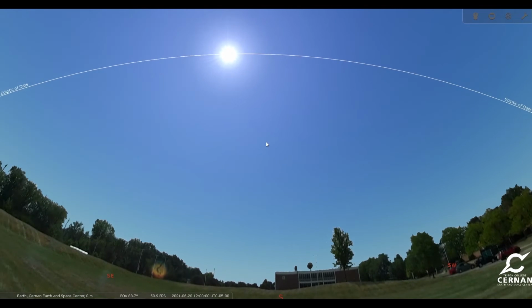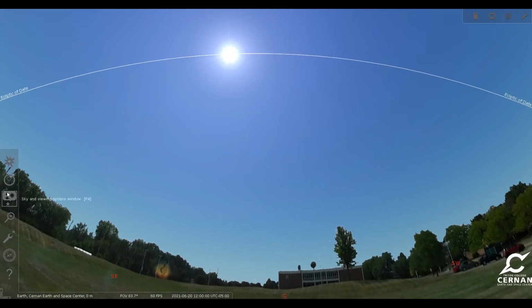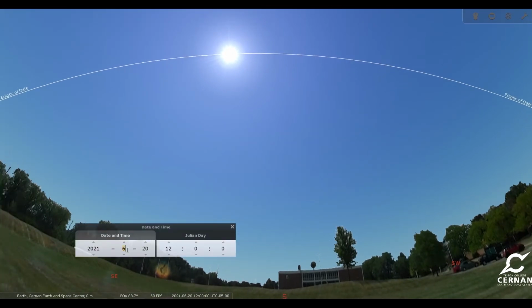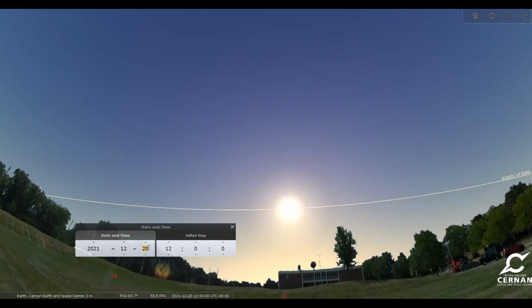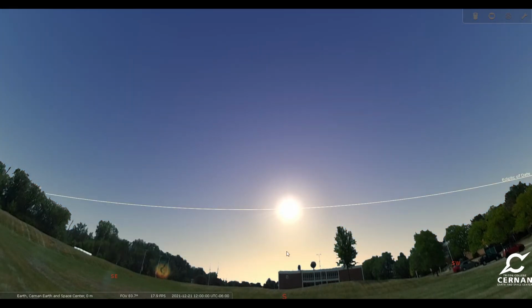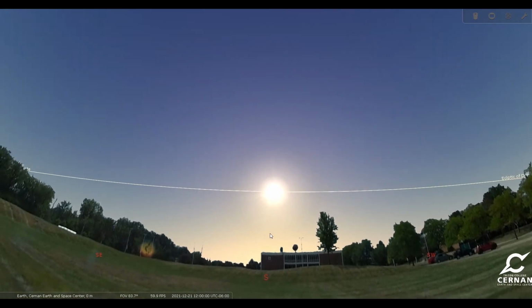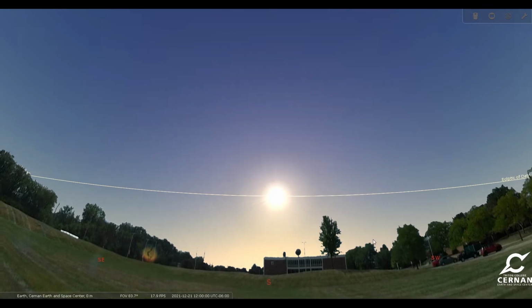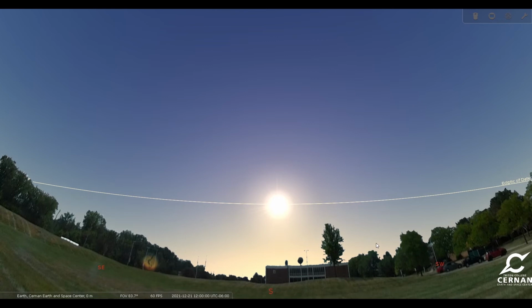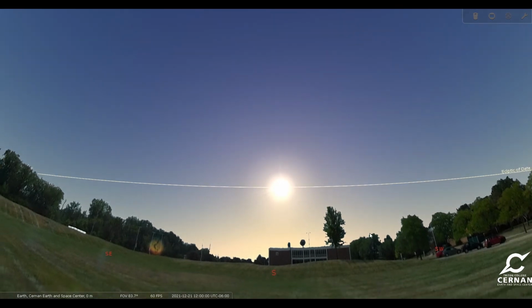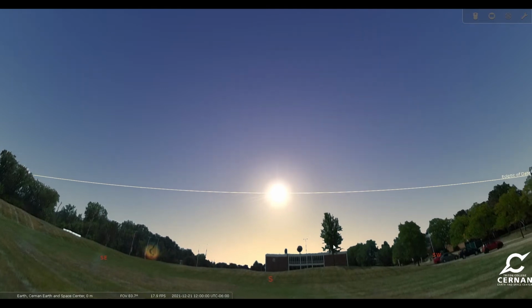Now, if we change our date to the winter solstice, which will be December 21st, we'll just change that and we'll see how much lower the sun gets in the sky in December. So this is the shortest day of the year, and we can see that the ecliptic passes very low, nearer to the horizon, so the day is much shorter. And then just in between those, we have the spring and autumn equinoxes, and those are when we have equal times of day and night.